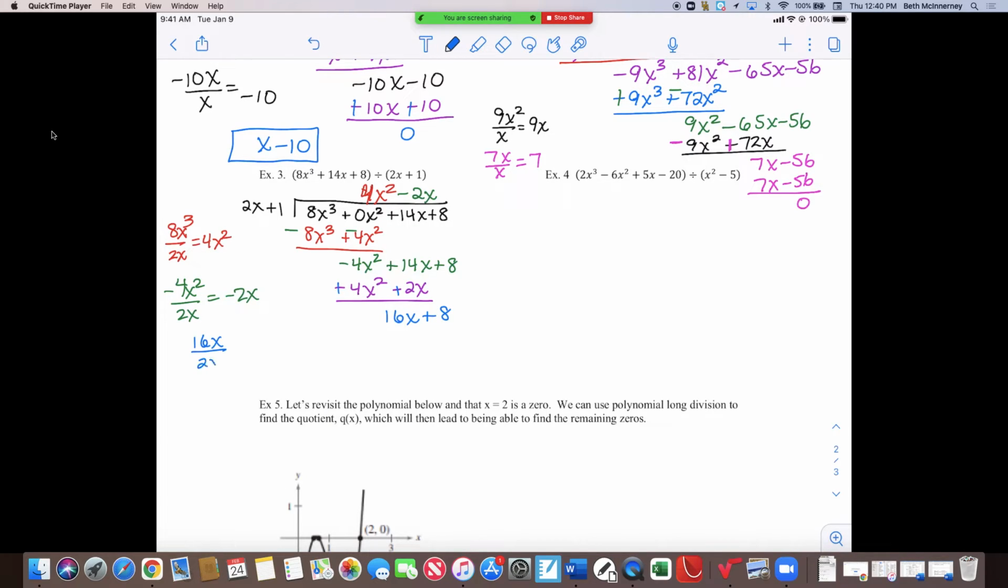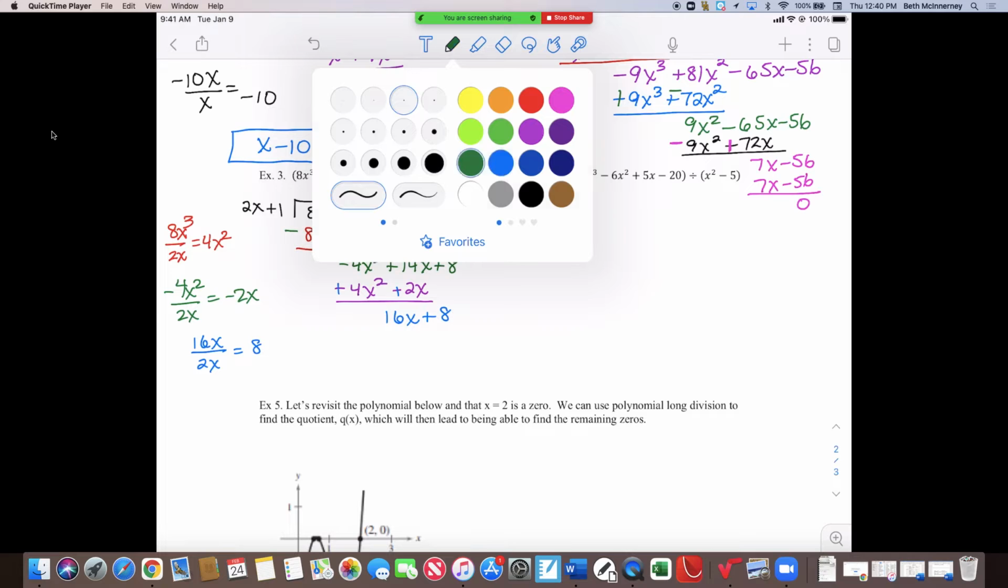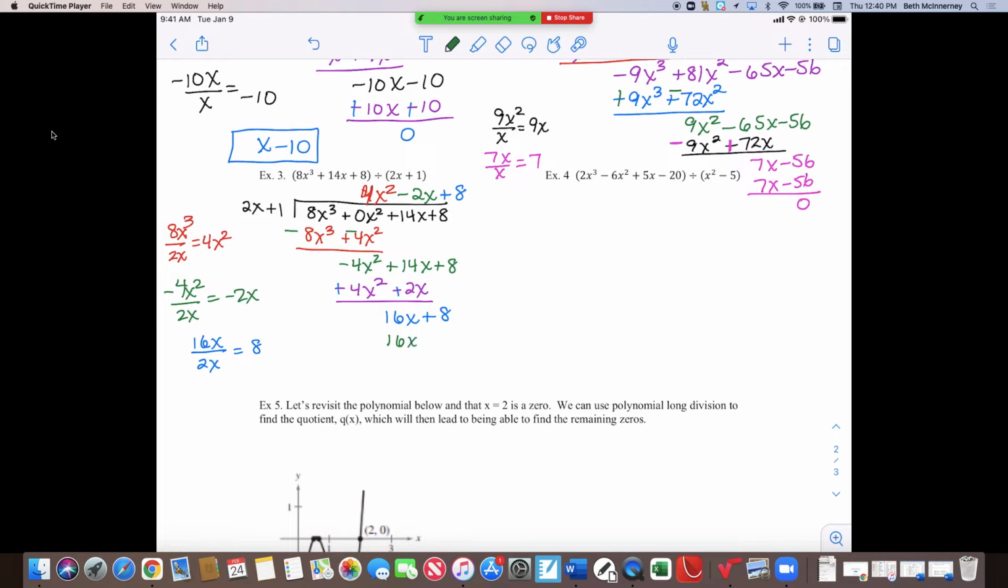16x over 2x, which is just the number 8. So then this is going to put a plus 8 up here. And I distribute that 16x. Ooh. This one was no remainder again. No, I was trying to make it a remainder, so I didn't. Okay, so that's all right. So that's 4x squared minus 2x plus 8.